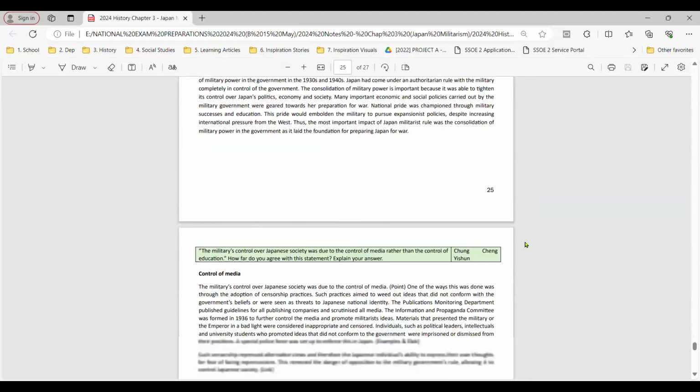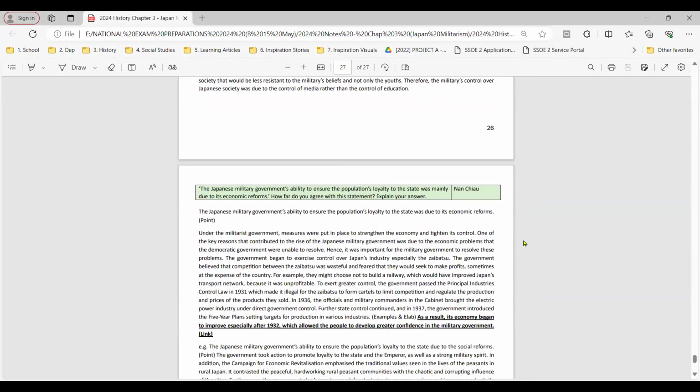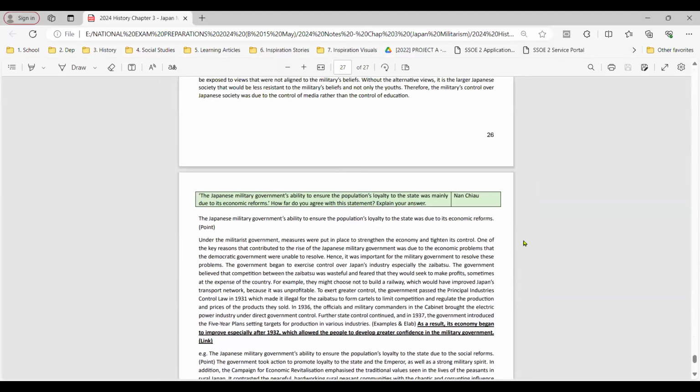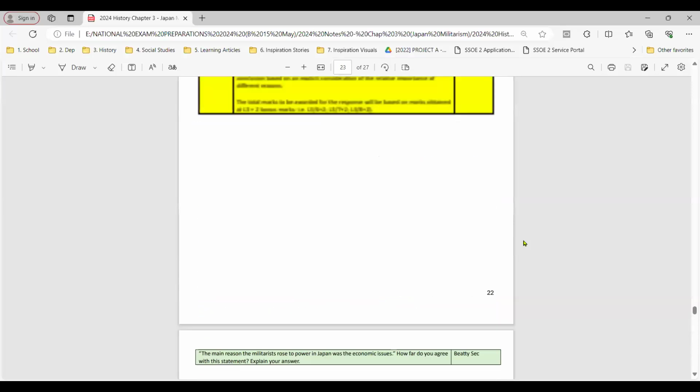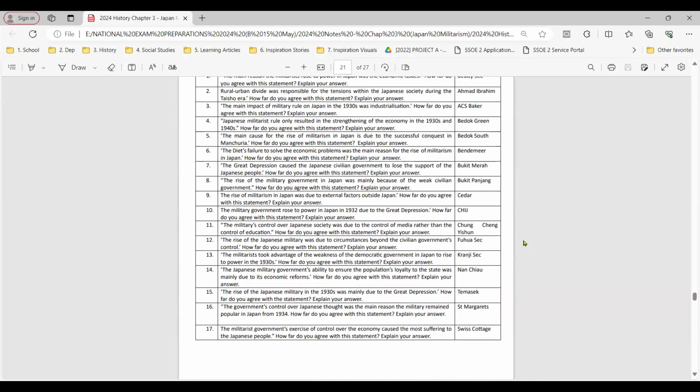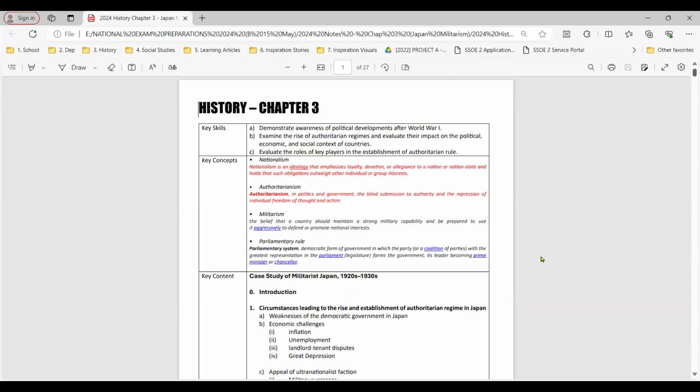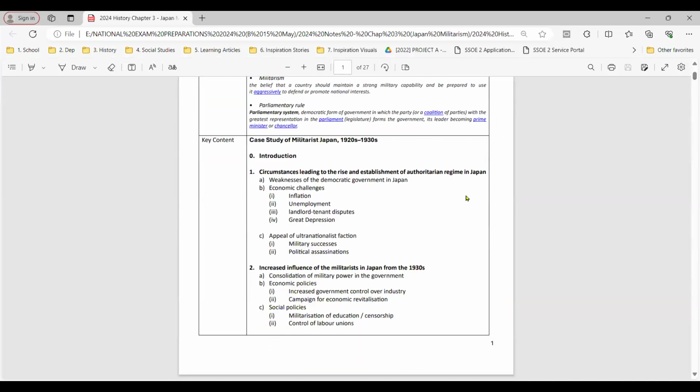And then after that, when we come to revision time, you can ask your teachers for any concerns that you may have. All right, but take a look. These are the possible questions that they can ask you on Chapter 3, Japan Militarism. So remember two aspects of it: the reasons for the rise, as well as the impact of Japanese militarist rule.